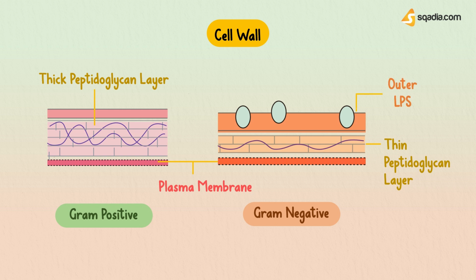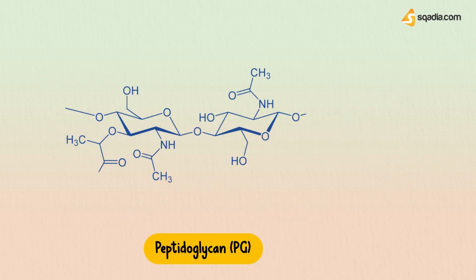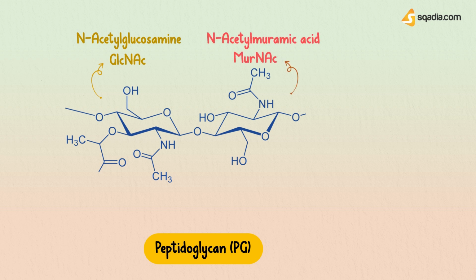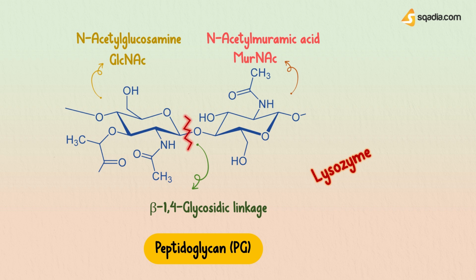Now, this peptidoglycan, or PG for short, consists of a chain of alternating N-acetylglucosamine, or GLC-NAC, and N-acetylmuramic acid, or MUR-NAC, units that are linked by a beta-1,4-glycosidic linkage present between these two glycans. Well, it is in the peptidoglycan that the enzyme lysozyme acts by attacking the N-acetylmuramic acid and acetylglucosamine links.